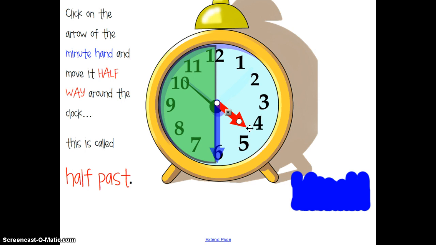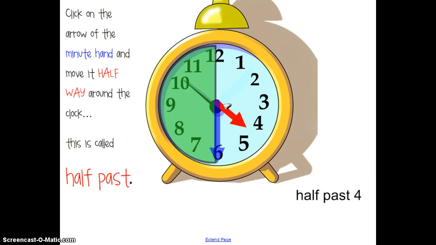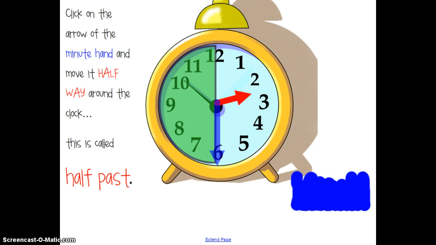This clock no longer shows 4 o'clock. It now shows 4:30. Because the minute hand went halfway around the clock and the hour hand went half past the 4, we say this clock right here says 4:30. Now look at this clock. The minute hand is halfway around the clock. It's at the 6. That's halfway. The hour hand is halfway past the 2. So this clock shows 2:30.